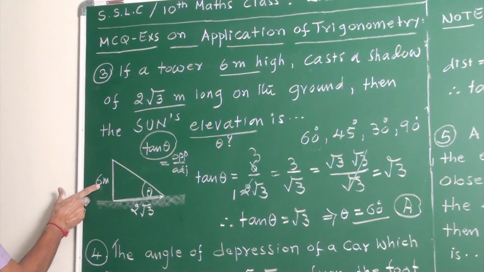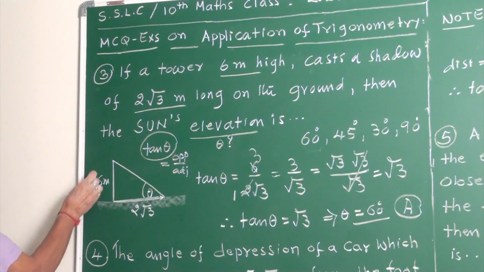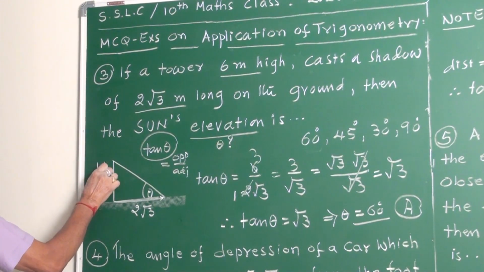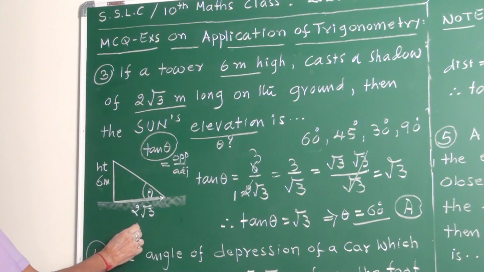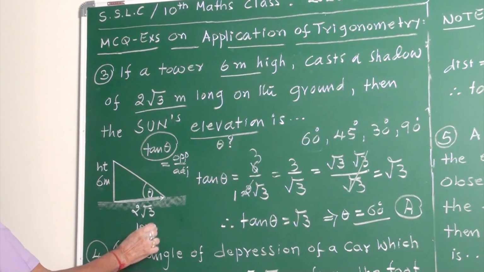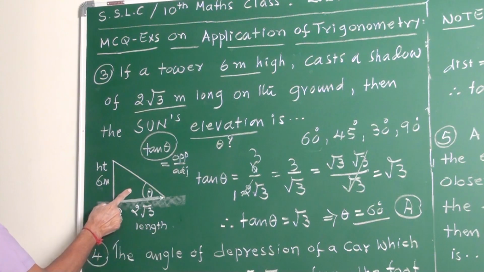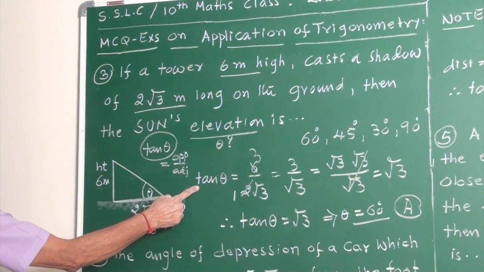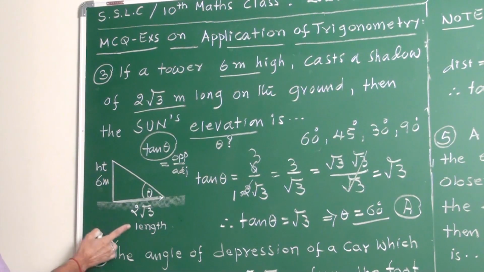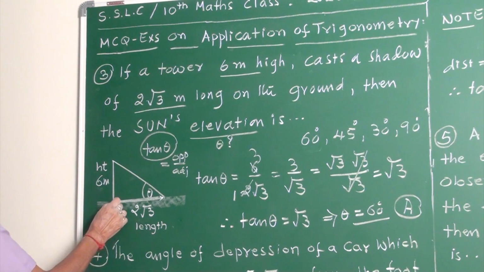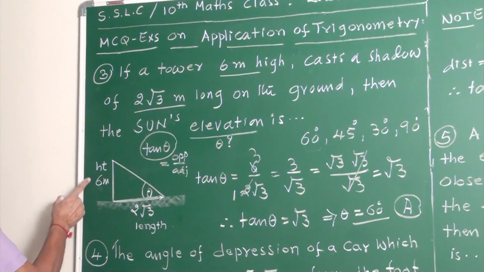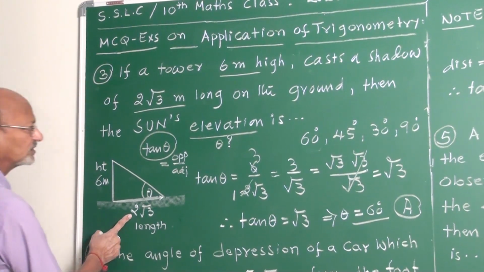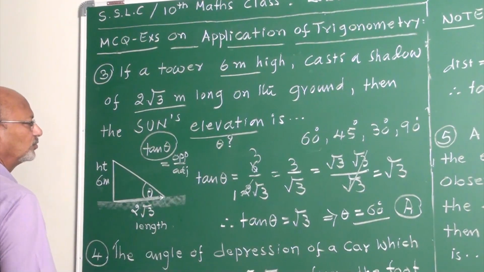Tan theta. What is opposite? Always opposite is the height. This is the distance or length. Therefore, tan theta equals height upon length, or you can say distance. So, what is it? 6 upon 2 root 3.